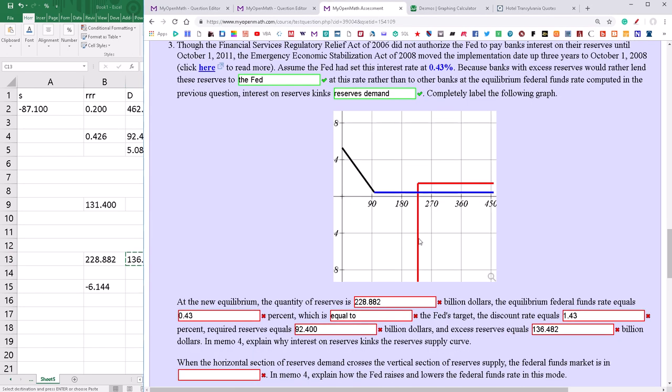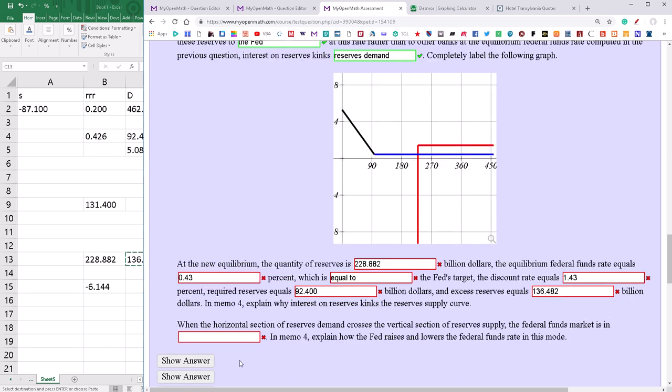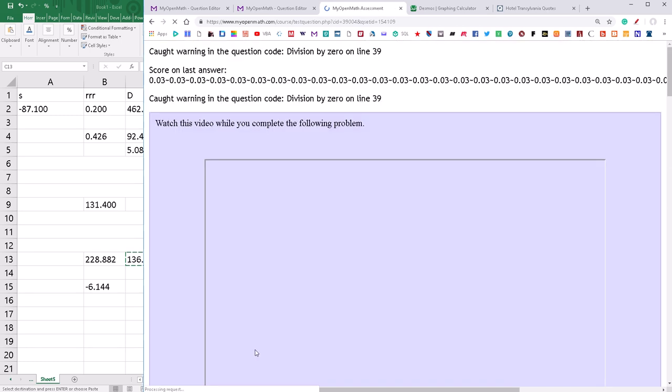Okay, and then in the memo that you turn in, you'll have to explain why this is kinked, which I did above. Okay, when the horizontal section of the reserves demand crosses the vertical section, right here, the federal funds market, I refer to it as crisis mode, financial crisis mode. Okay, and that should be it. We should have all the answers correct.